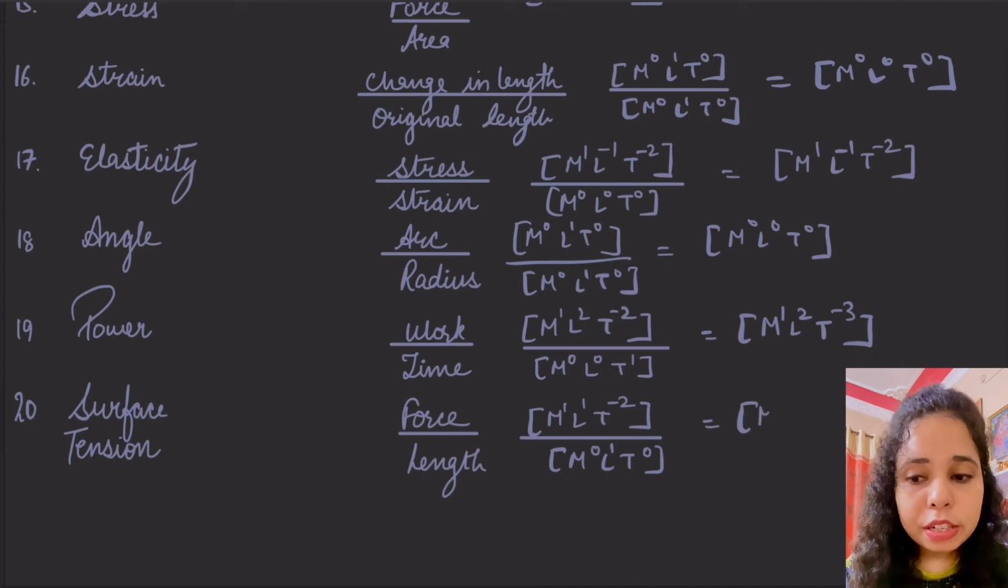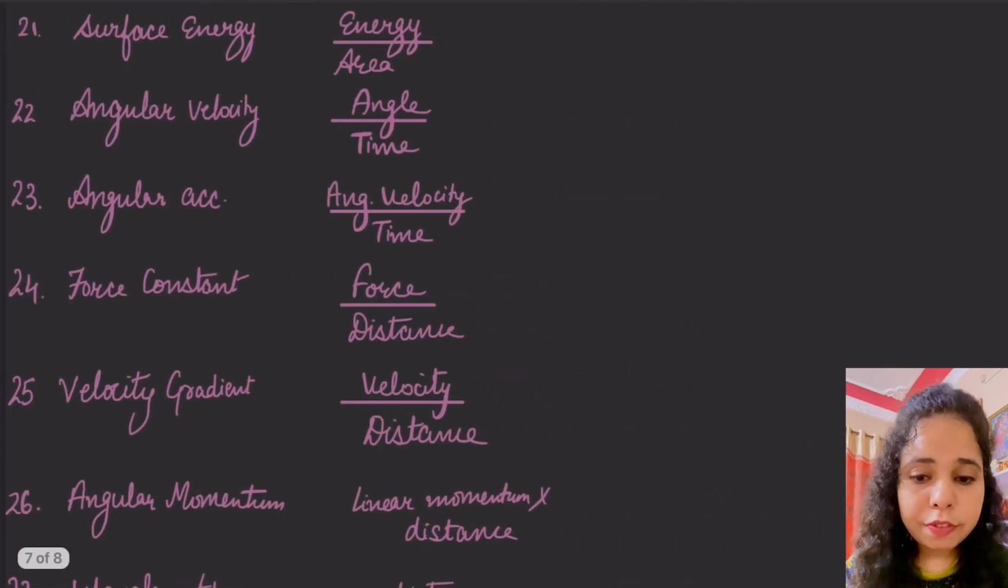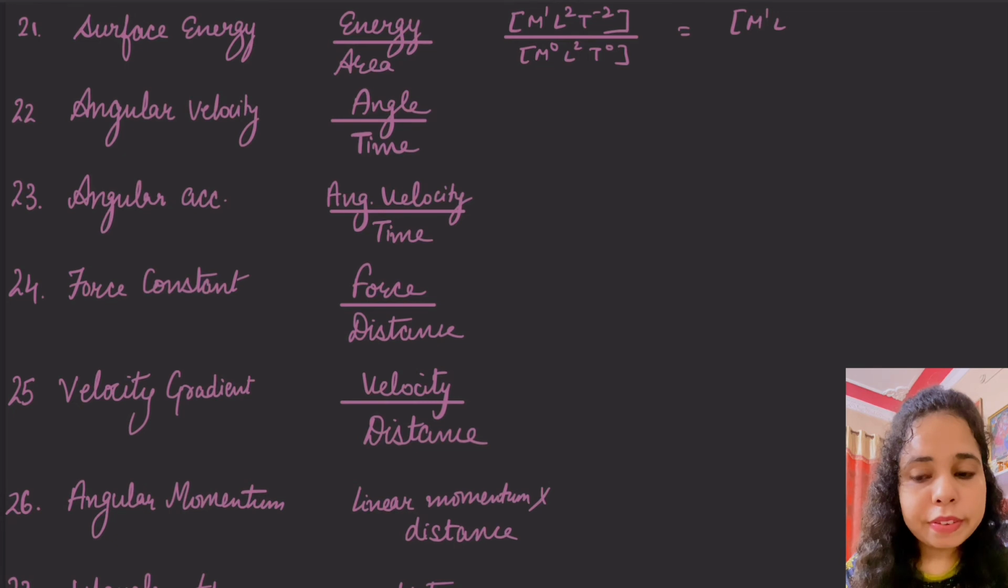The other physical quantity which we are going to talk about is surface energy. It is defined as energy upon area. So for energy we are having a dimensional formula as m1 l2 t minus 2 divided by l2, that is the dimension of area. So we have m1 l0 t minus 2 is the dimensional formula for surface energy.